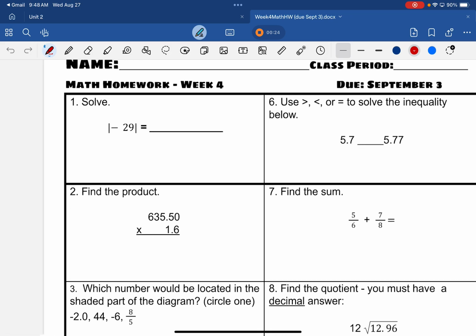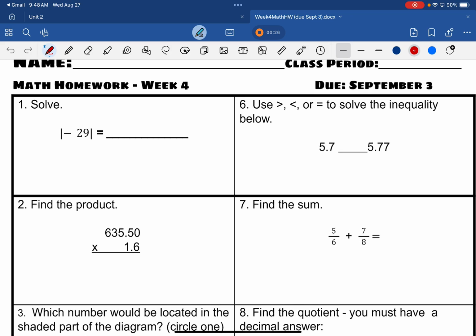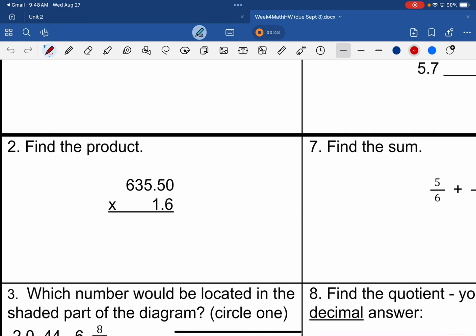All right, so this homework is due on September 3rd. We're going to start with number 1. It's saying, what is the absolute value of negative 29? So how many spaces is negative 29 away from 0? That should be an easy answer for you. I'm going to just skip over that one. I'm not going to give you anything on that one.